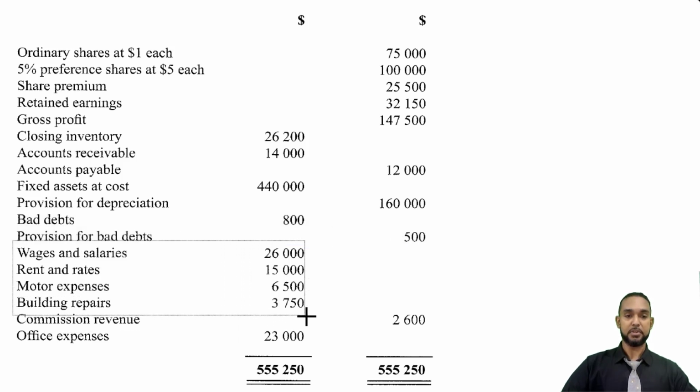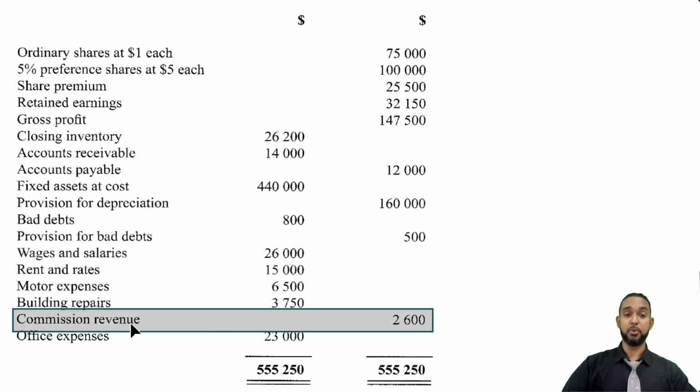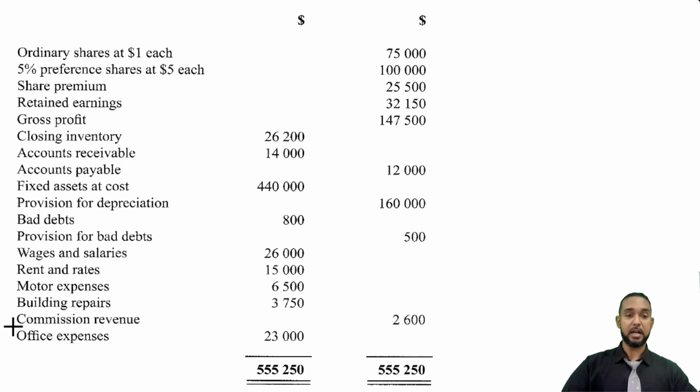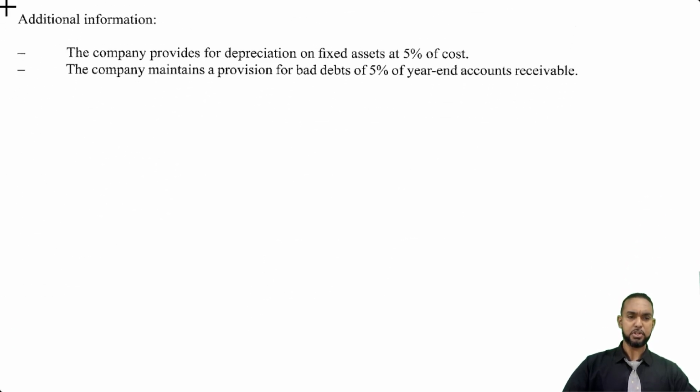Then we're seeing some other stuff down here. Wages and salaries, rent and rates, motor expenses, building repairs, all expenses, all have debit balances. Commission revenue, okay, so that's a revenue item which has a credit balance. And the last item is office expenses. And we just said expenses have debit balances. Let's take a look at the additional information, shall we?